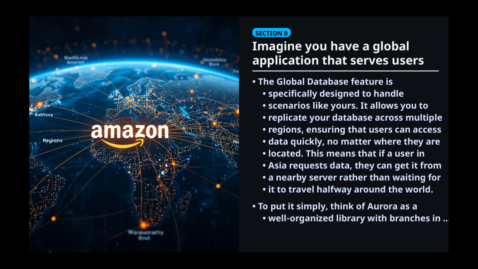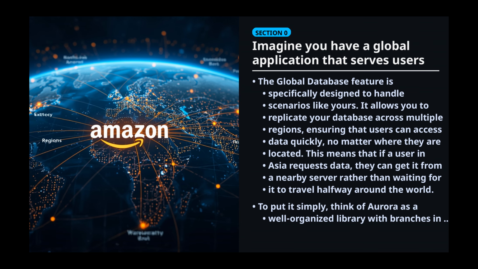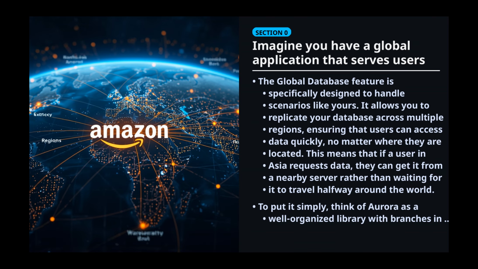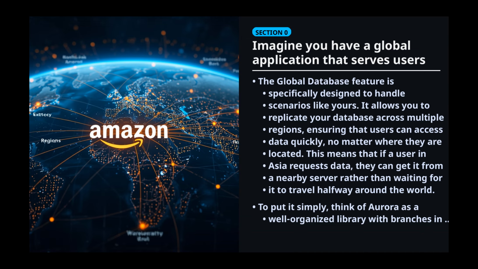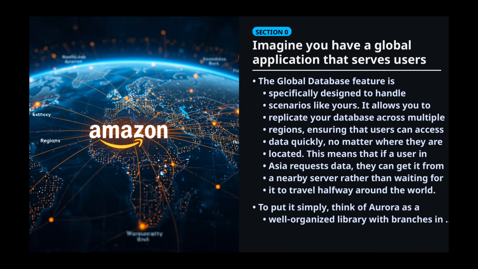To put it simply, think of Aurora as a well-organized library with branches in different cities. Each branch has the same collection of books, so no matter where you go, you can find what you need quickly. In summary, Amazon Aurora's global database is an excellent solution for applications that require fast access and high reliability across various regions.